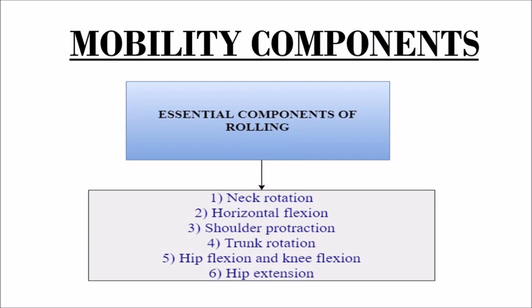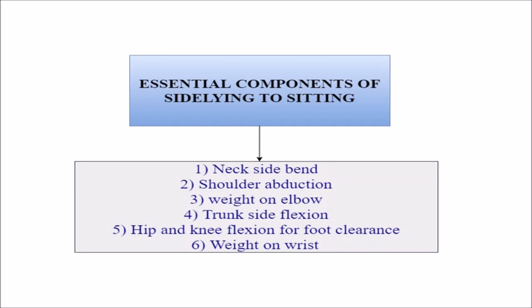Next is the essential components of side lying to sitting. Now the patient is in the side lying position. First perform neck side flexion to the affected side, then shoulder abduction, then perform the foot clearance, and then the side bending of the trunk. Now the patient is in the sitting position.